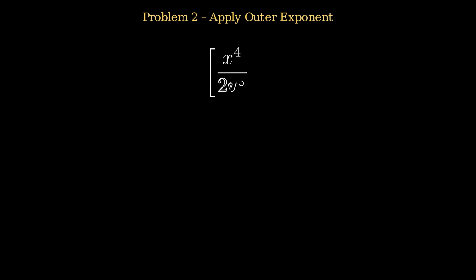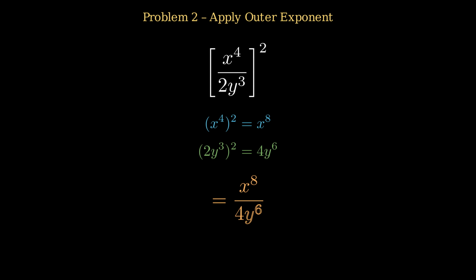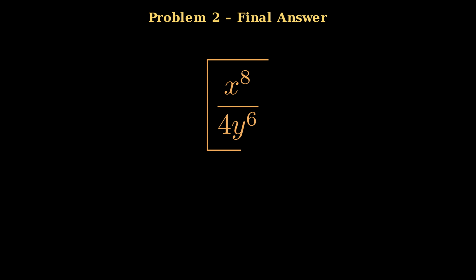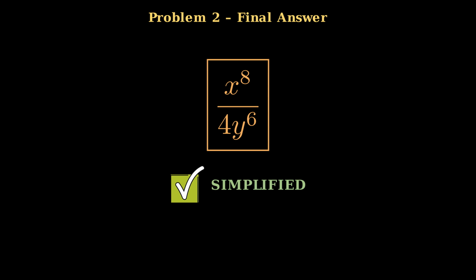Now apply the outer exponent 2. This means we square everything. Final answer: x to the 8th over 4 y to the 6th.